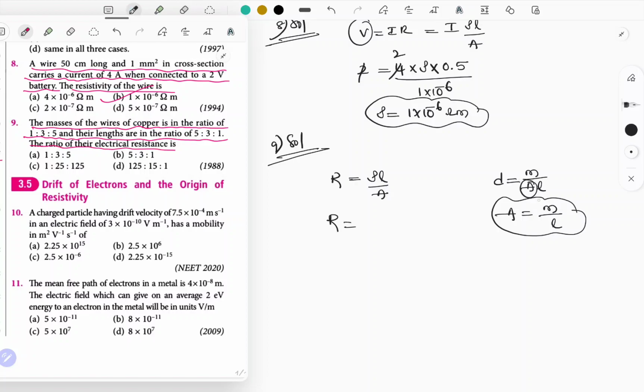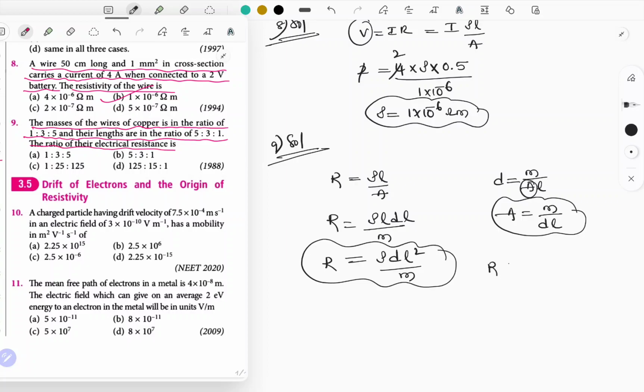So D is equal to m by area. So it's m by D into L. So it's going to be rho L by m by D into L. So it can be replaced as rho into D into L square divided by m, which is R. So R is directly proportional to L square and inversely proportional to m. This is the ratio they have given.